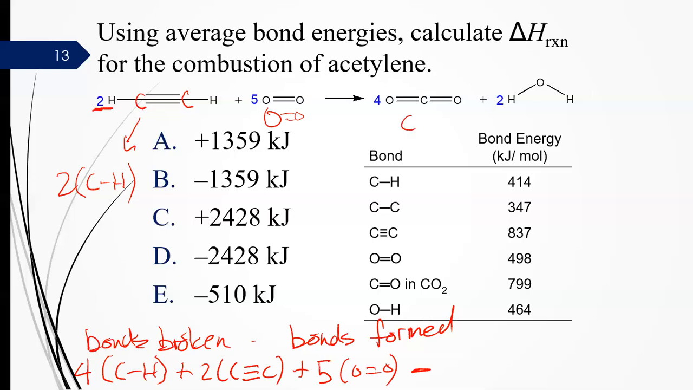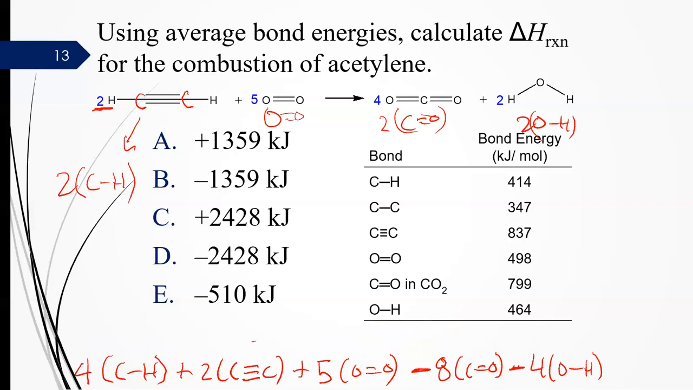Now, each of these molecules forms 2 C to O double bonds, and we have 4 of them, so we should take away 8. We have 2 O to H bonds, and so we should take away 4 of them because we have 2 of those molecules. And then we just need to put in their values for them.